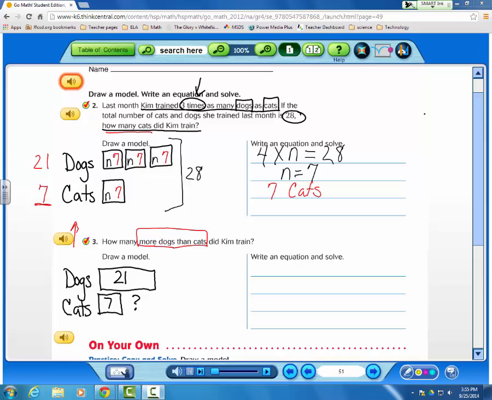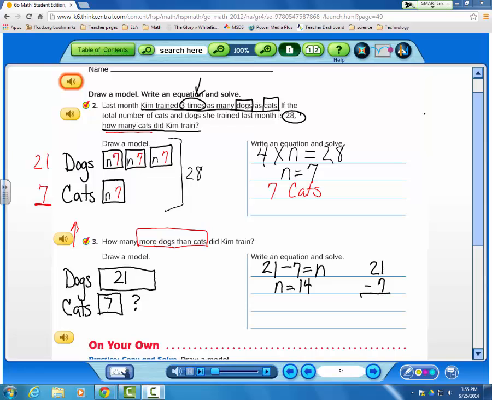And we need to remember that the difference is the answer to a subtraction problem. So if we write our equation here, we have 21 minus 7 equals n. And in this instance, n equals 14. Feel free to come over to the side and solve it vertically if you need to do that.